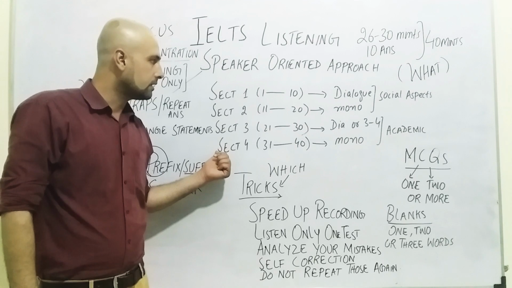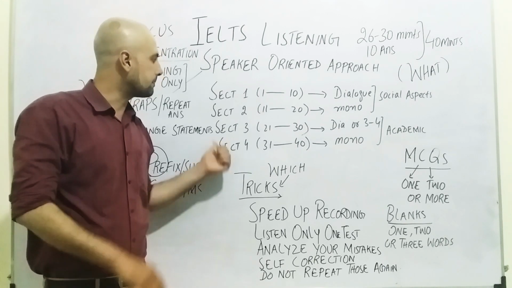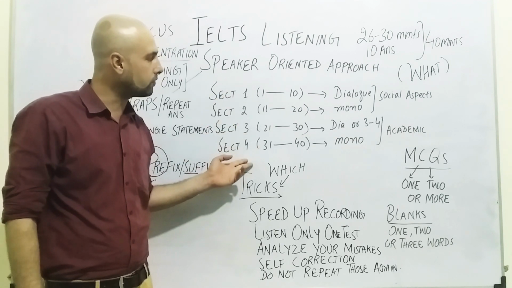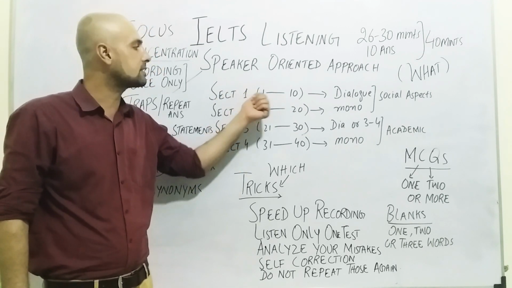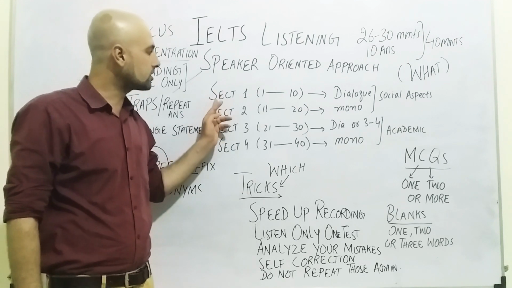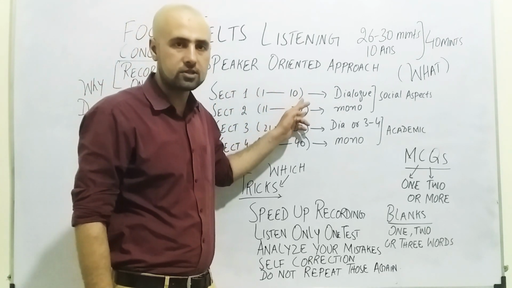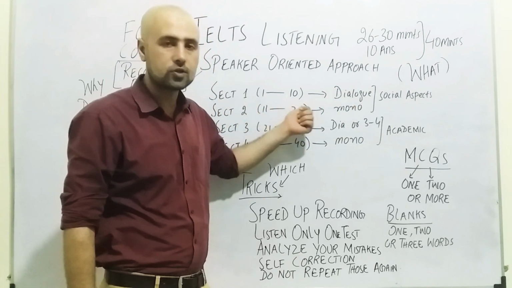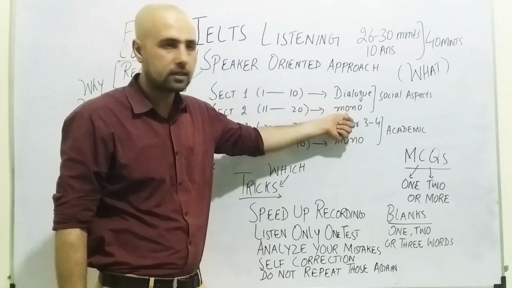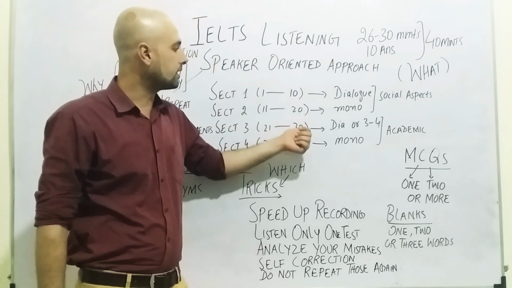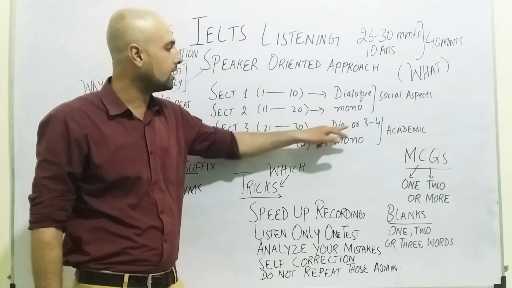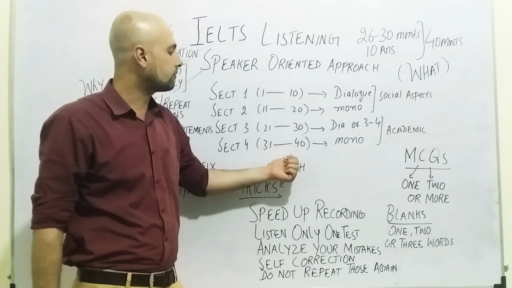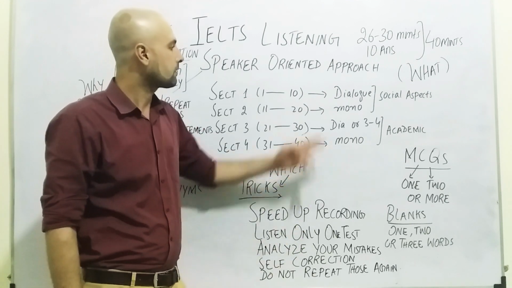Coming towards the division of the IELTS paper, it is composed of 4 different sections. Why is it divided into 4 different sections? Each section has 10 questions. In section 1 you will have questions 1 up to 10, which will be a dialogue. In section 2, 11 up to 20, it will be a monologue. In section 3, 21 up to 30, again either a dialogue or a discussion of 3 or more people. And in section 4, it is going to be a monologue.